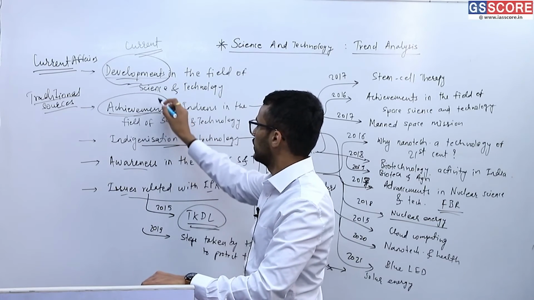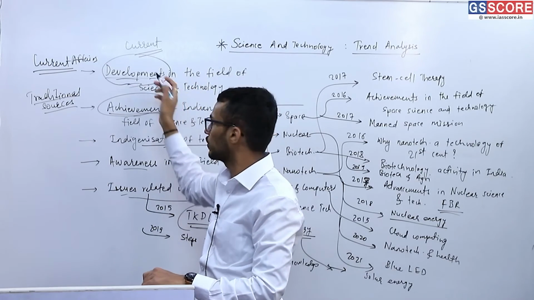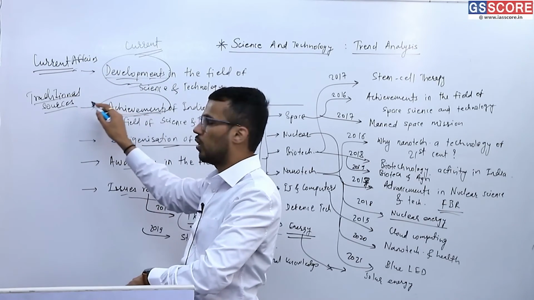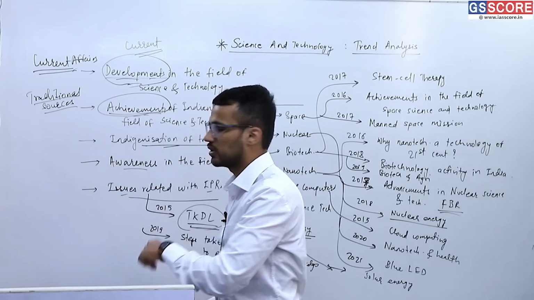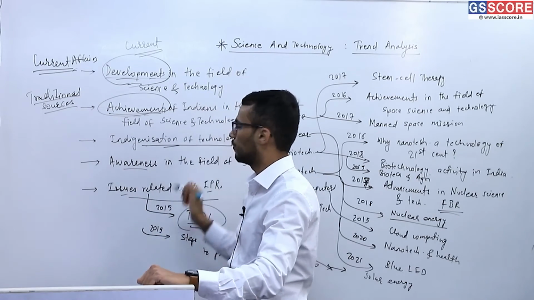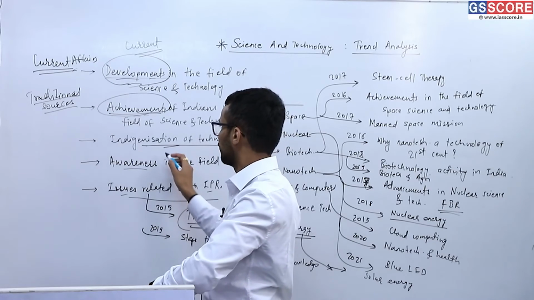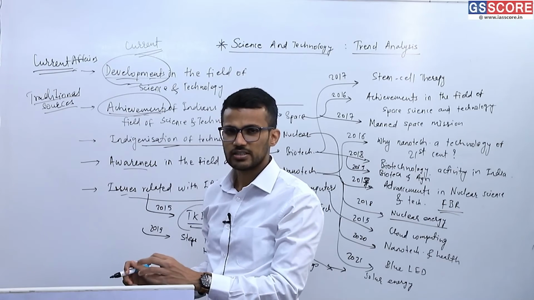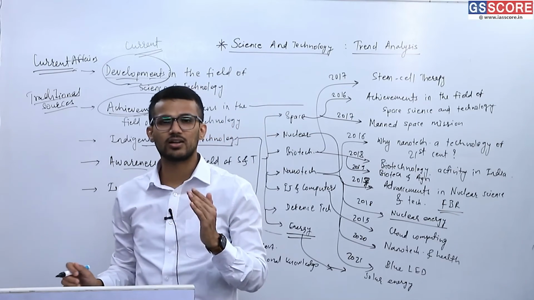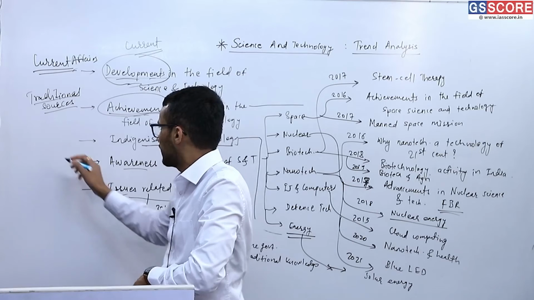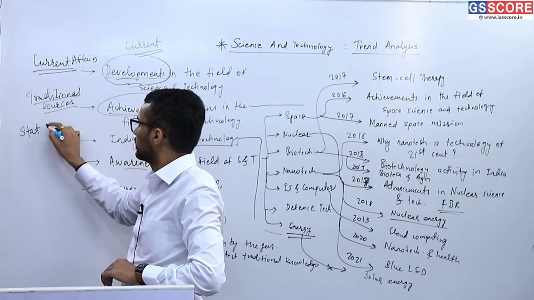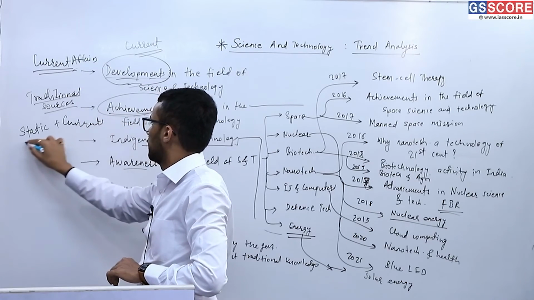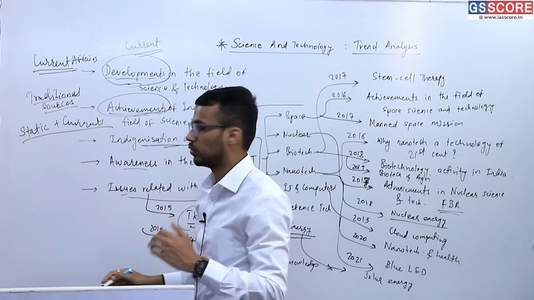So if we talk about developments in the field of science and technology, as we have already discussed, it is about current affairs. Next, achievements of Indians. Traditional sources are important for covering achievements of Indians in the field of science and tech. Then next is indigenization of technology. Not many questions are asked by UPSC on indigenization of technology, but here we can say that it is static plus current. Questions may be static as well as current oriented.